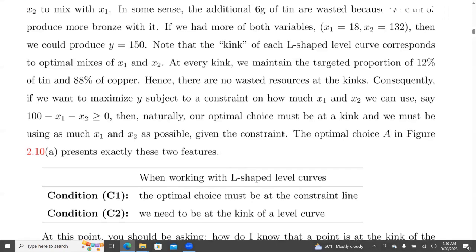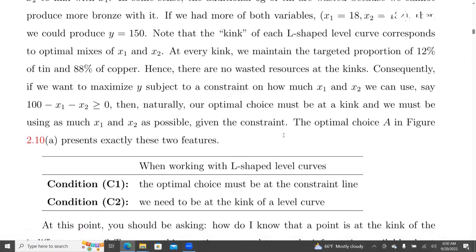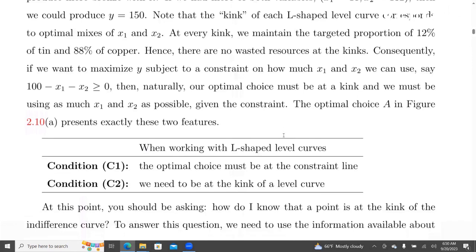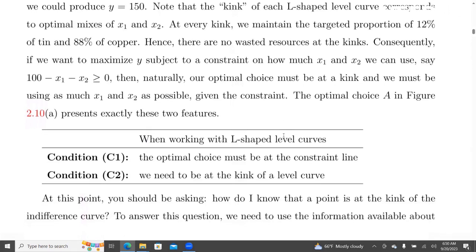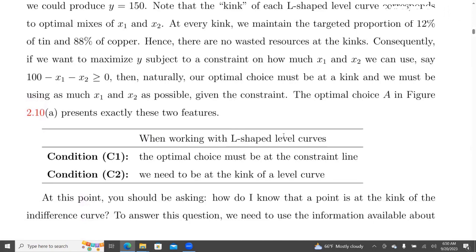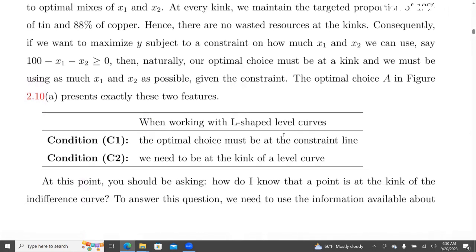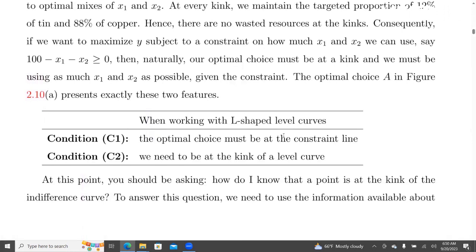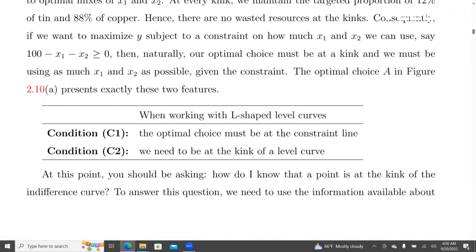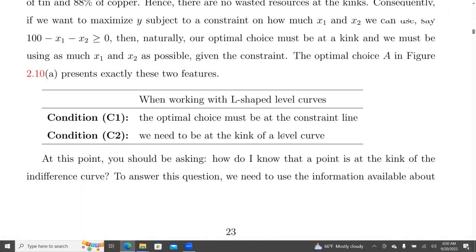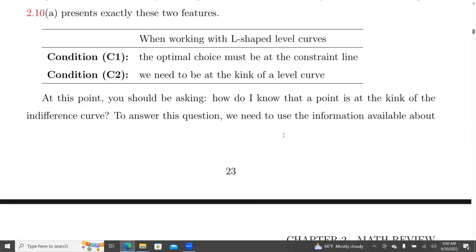Consequently, if we want to maximize y subject to a constraint on how much x1 and x2 we can use, say that right there, 100 is greater than or equal to the addition of them, then naturally our optimal choice must be at the kink, and we must be using as much x1 and x2 as possible, given the constraint. The optimal choice A in figure 2.10a represents exactly these two features.